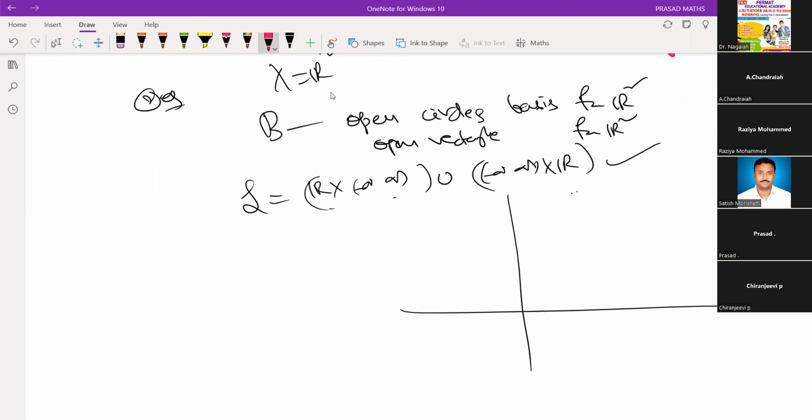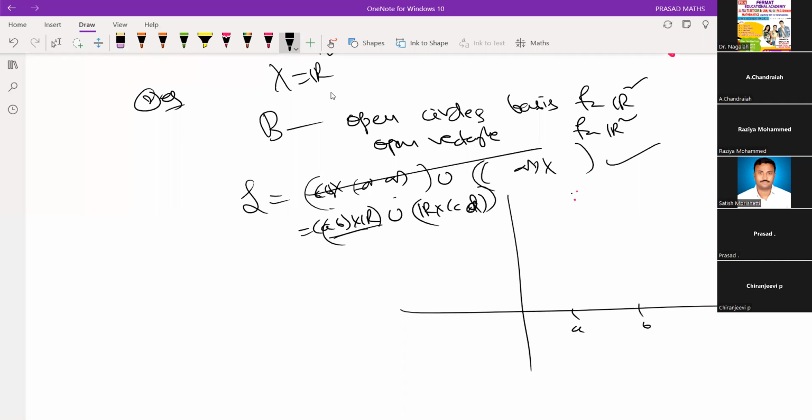That means what? Not R cross, sorry. (a, b). You can take bounded intervals: (a, b) cross R, union R cross (c, d). So these types of intervals are strips. This (a, b) is my strip. This is the first strip, the vertical strip, and this is the horizontal strip.